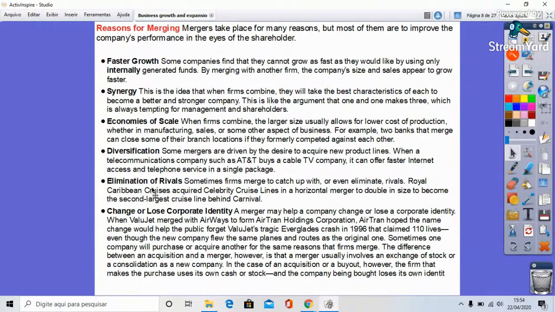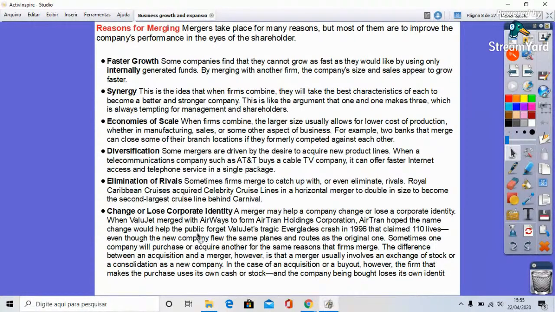Elimination of rivals. Imagine that two companies are rivals, okay? Sometimes they need to merge to eliminate a rival. How? Royal Caribbean Cruises, this is an example, acquired Celebrity Cruise Lines. They bought them in what we call a horizontal merger because they are both the same line of product. So they can double the size. When they doubled the size, they became the second largest cruise line behind Carnival. So that was good for them.